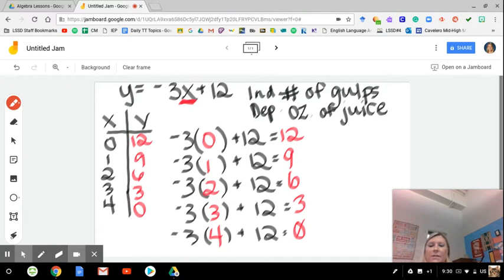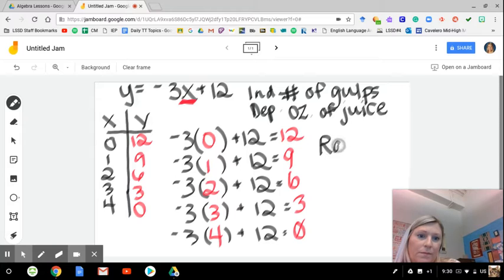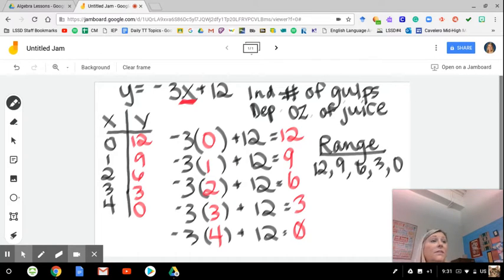All right. So what is the range? Now we need to list the range just as the domain was listed. So you might want to say range is 12, 9, 6, 3, 0. So that's the range of your function. And that's it for now.